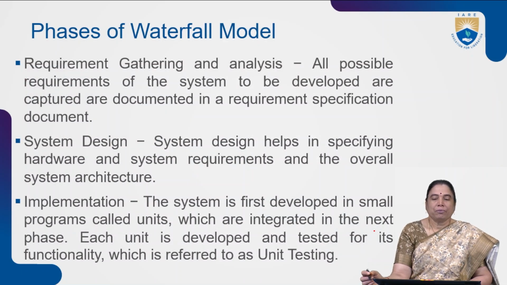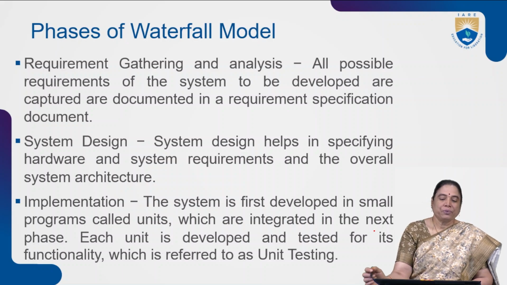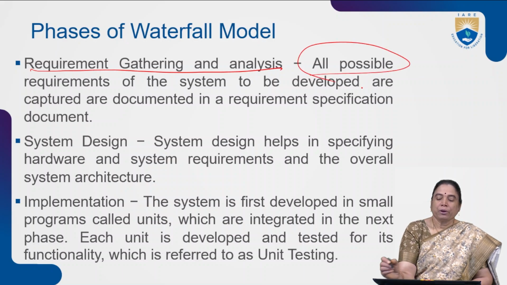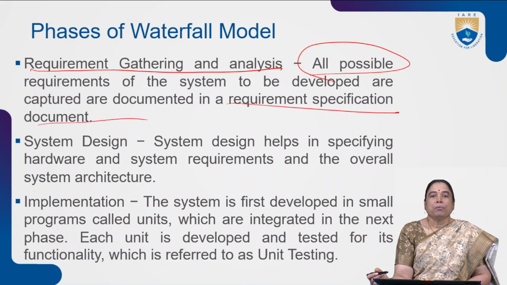The phases of the waterfall model are as follows. The first phase is requirement gathering and analysis. All possible requirements of the system to be developed are captured and documented in a requirement specification document. The SRS is the major document which is the output of the requirement gathering and analysis phase. When the requirements are frozen and there is little change, this model can be suggested.